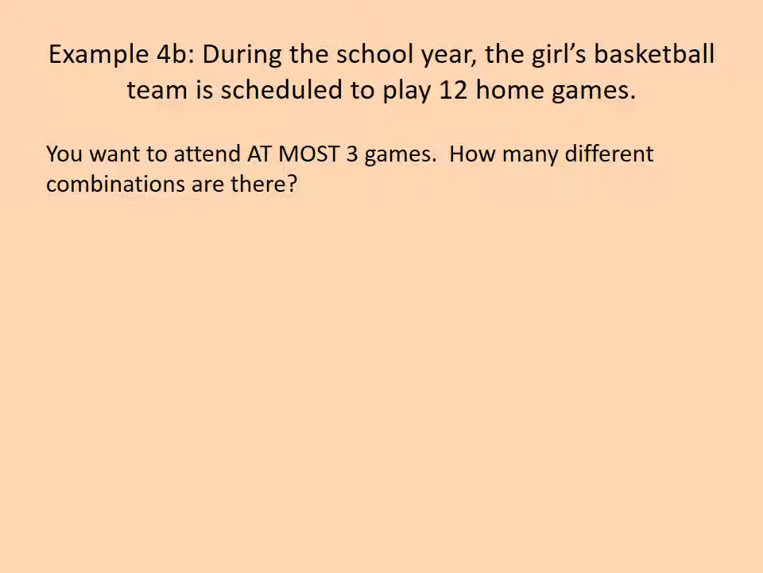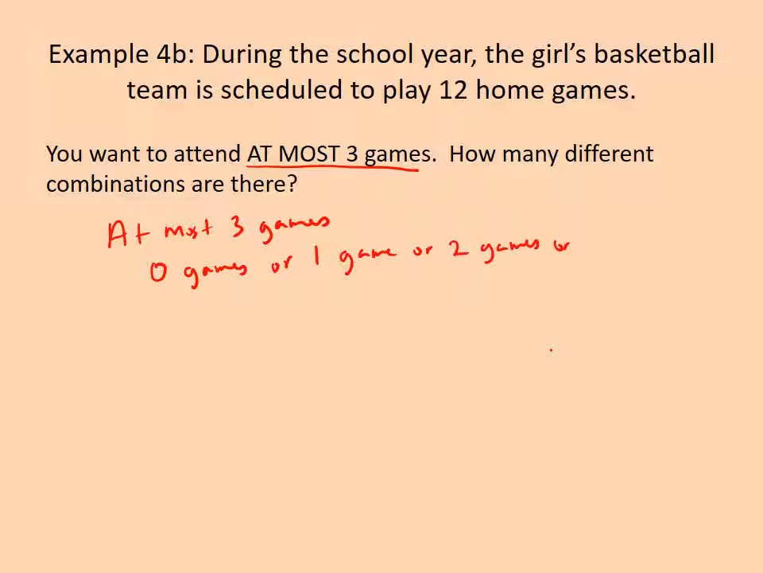Example 4B. You have the same situation where you have the girls' basketball team scheduled to play 12 home games, but this is a little different. You want to attend at most 3 games during the season. How many different combinations are there? Well, in order to attend at most 3 games, you have to either attend 0 games, or 1 game, or 2 games, or 3 games. Any one of those situations will consist of at most 3 games you're attending.